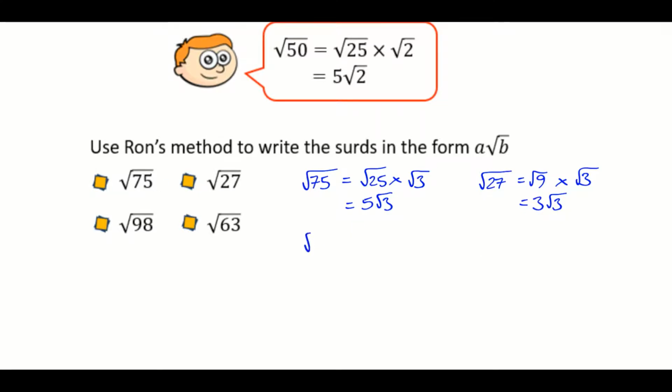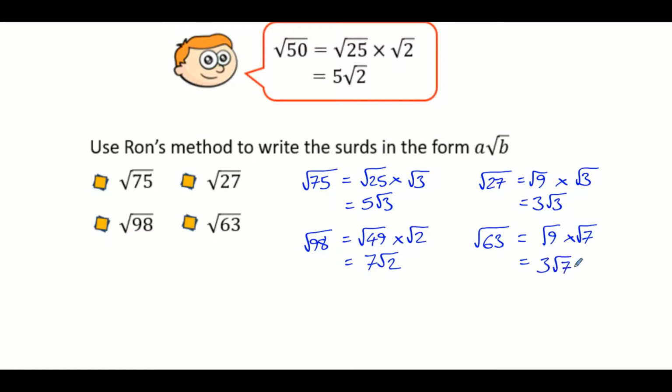What about root 98? What square number goes into 98? Well, think of your square numbers. 1 goes into anything, but we've got 4, 9, 16, 25, 36, 49. Aha, 49. So 49 times 2 is 98. So root 49 times root 2 is root 98. So root 49 is 7, and then we can't simplify the root 2, so we end up with 7 root 2. And finally, 63 is 9 times 7, where 9 is a square number. So root 9 is 3, we end up with 3 root 7.